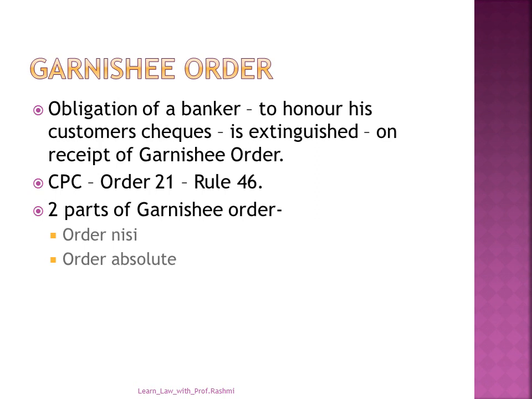The account of the customer with the banker will be suspended, and the banker would be under an obligation not to make any payment when such a Garnishee order is received. The account of the customer would be suspended and there is an obligation not to make payment after the receipt of the Garnishee order. So Garnishee orders are of two types: one is order nisi and the other is order absolute.